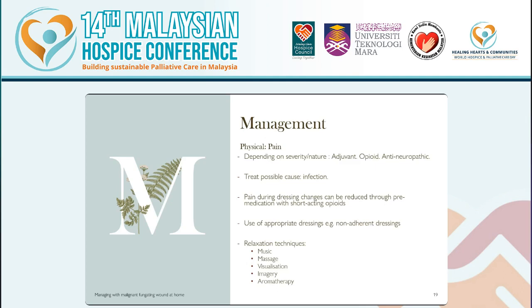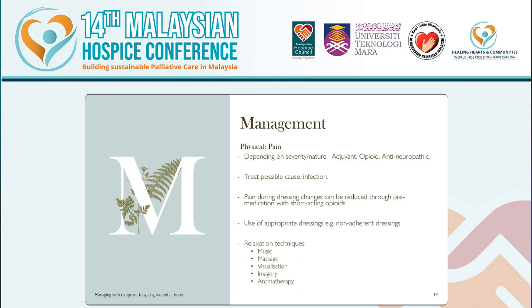If the patients complain of pain during the dressing, then we should start the patient on a short-acting opioid like morphine prior to the dressing. Usually, I would advise giving the morphine 30 minutes to 1 hour before dressing, so that during the dressing, the patient won't be in so much pain and the family member will be more comfortable doing the dressing. We should also suggest using appropriate dressing, like something not sticky.